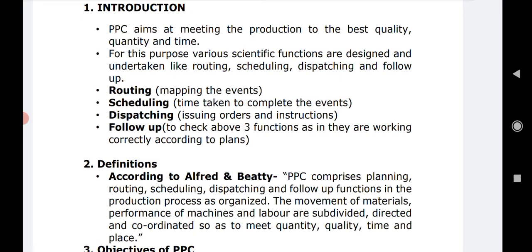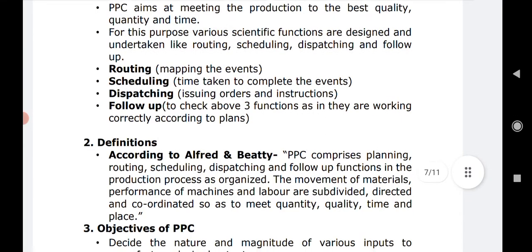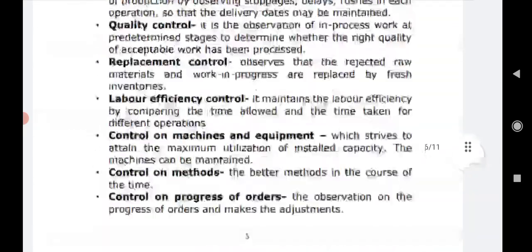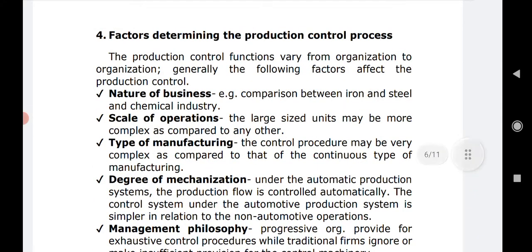To complete this whole function, you may find it only the three letters, PPC. But when it comes to implementing this, there are so many scientific functions that it involves while planning or while controlling the different activities of the manufacturing unit. So it undertakes the scientific functions like routing, scheduling, dispatching and follow-up. Each term here has a different meaning.